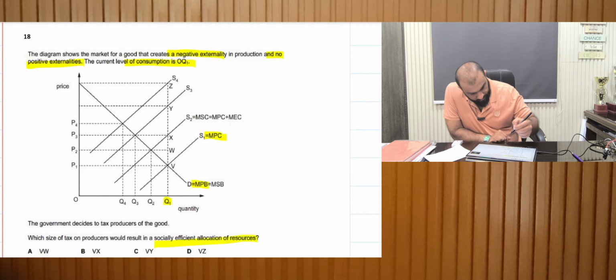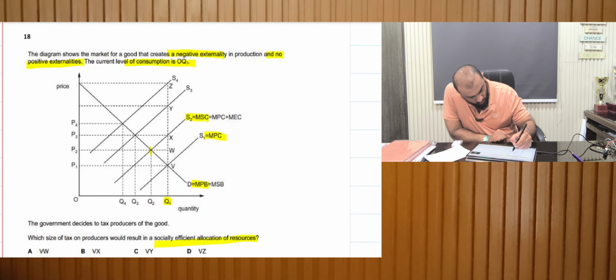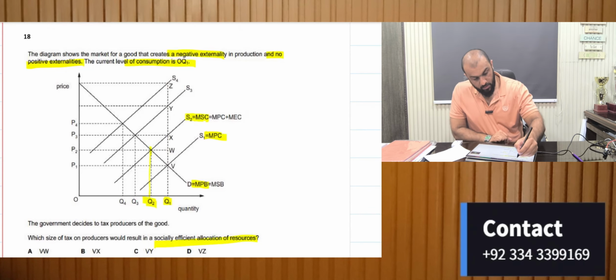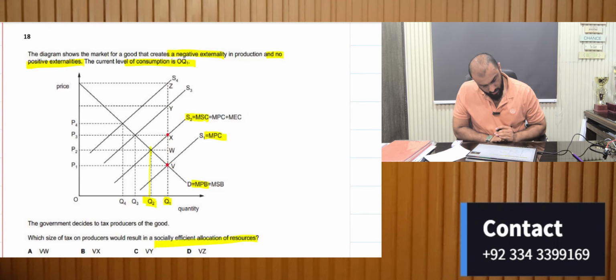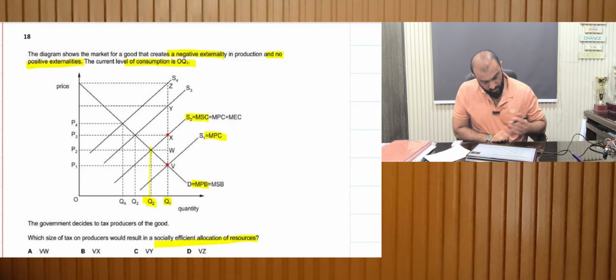So if this is my social cost, ideally we should be moving at this point, at Q2. So the tax should be the vertical distance from this point to this point, which is X till V. So X till V, B is the right answer.